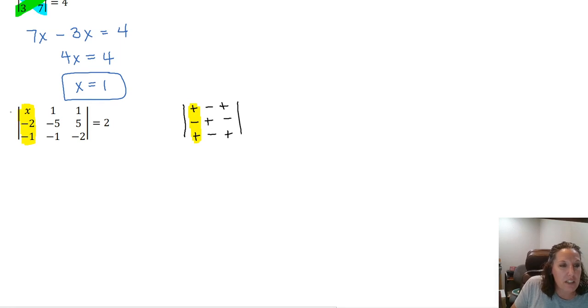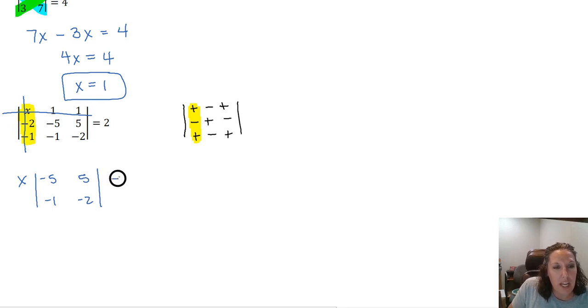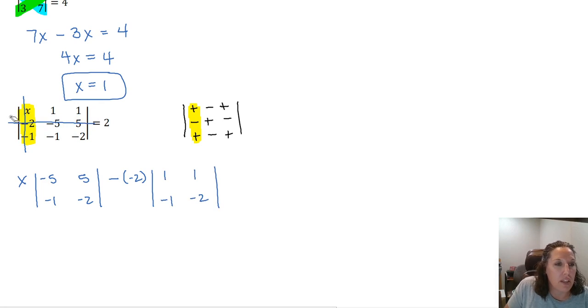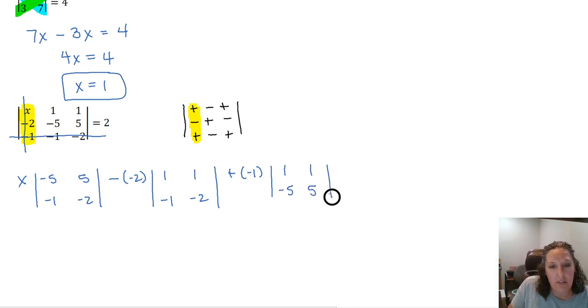That's going to be x times its minor. So plus x times the minor, negative 5, 5, negative 1, negative 2. And then we get minus a negative 2 times its minor, which is 1, 1, negative 1, negative 2. And then we get plus that last negative 1 times its minor, which is 1, 1, negative 5, 5, and that has to equal 2.